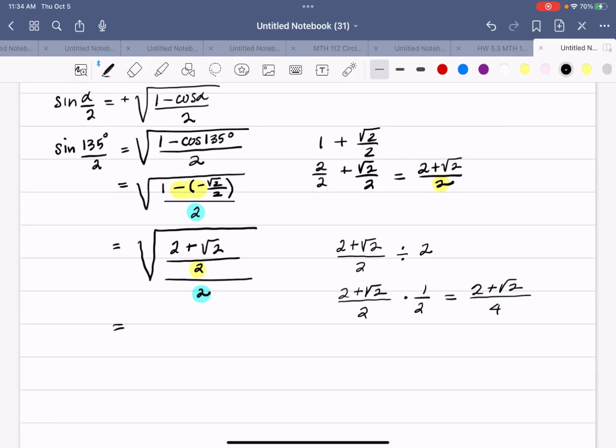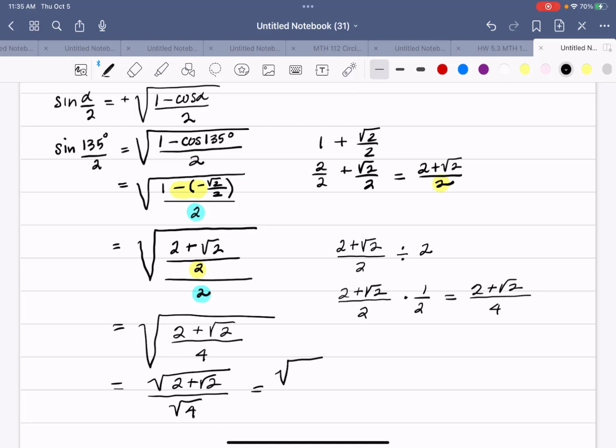So this is going to be the square root of 2 plus the square root of 2 over 4. And we can separate the numerator, 2 plus the square root of 2 inside a square root, from the square root of 4 and get our final best reduced answer, the square root of 2 plus the square root of 2, all divided by 2. So our final answer is the square root of 2 plus the square root of 2 inside the radical all over 2 outside of the square root.